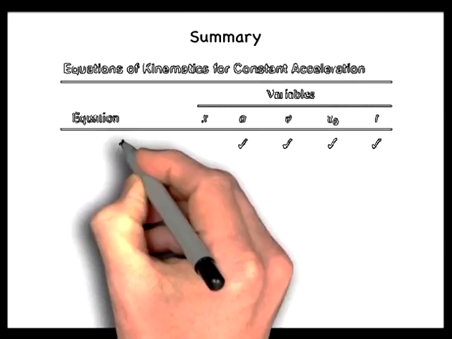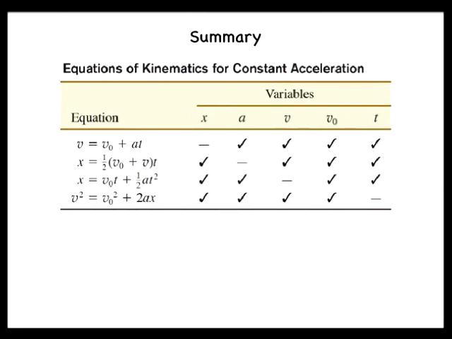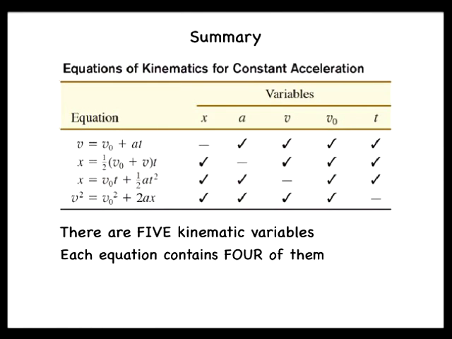The table summarizes what we have done. We have derived 4 kinematic equations for constant acceleration. The 5 kinematic variables are x, a, v, v0, and t. Each equation contains 4 of them, as indicated by the check marks, and missing 1, indicated by a dash. Some problems require more than 1 equation to solve.